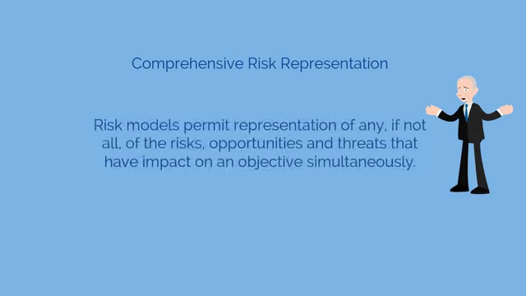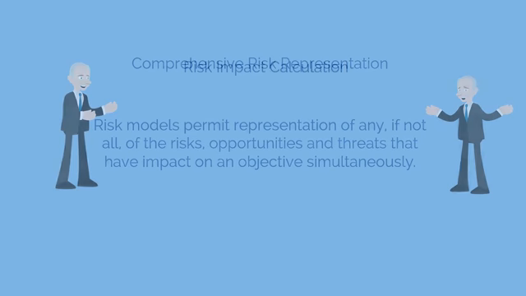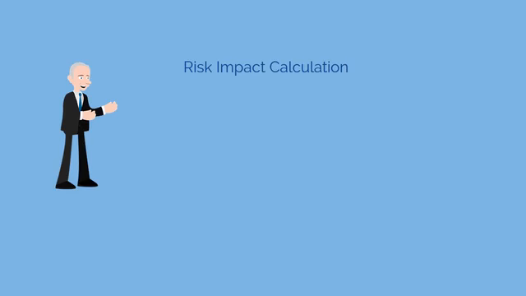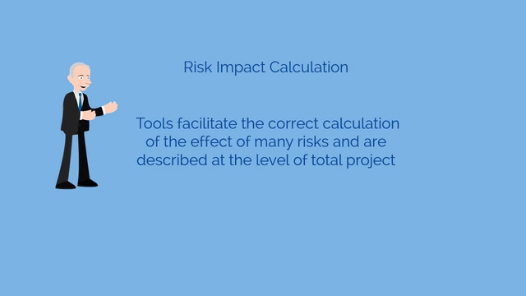Risk models permit representation of any, if not all, of the risks, opportunities, and threats that have impact on an objective simultaneously. The second characteristic is risk impact calculation. Tools facilitate the correct calculation of the effect of many risks and are described at the level of total project.